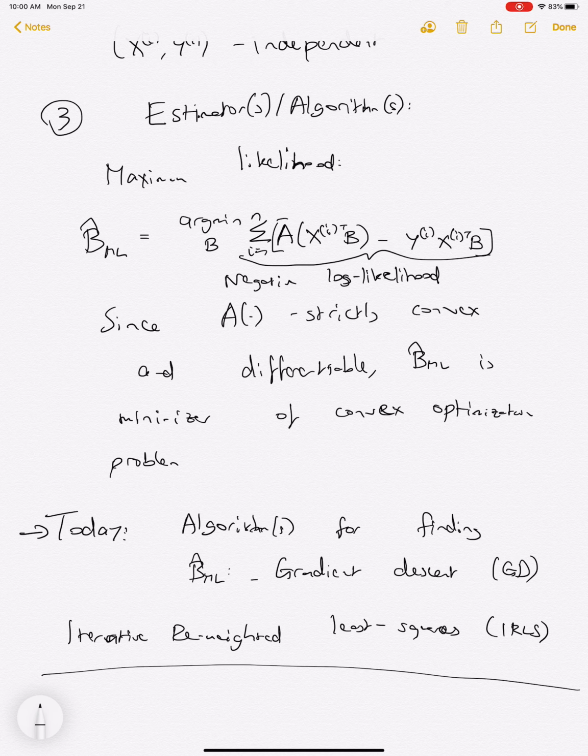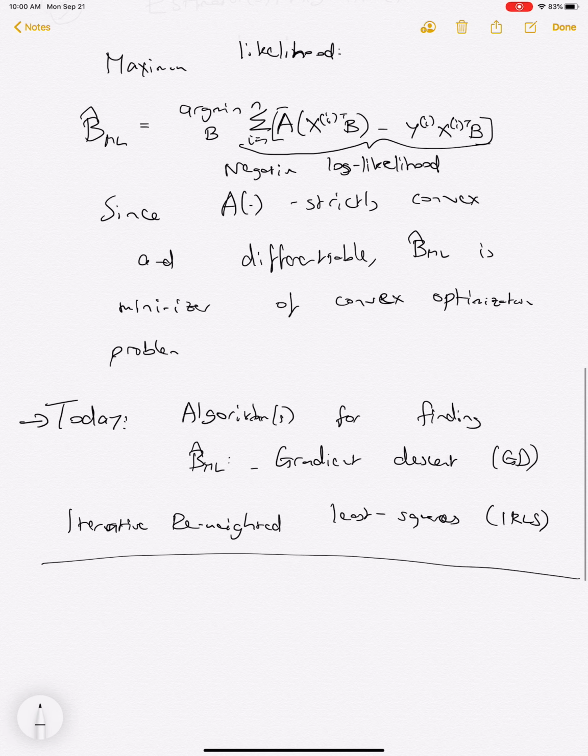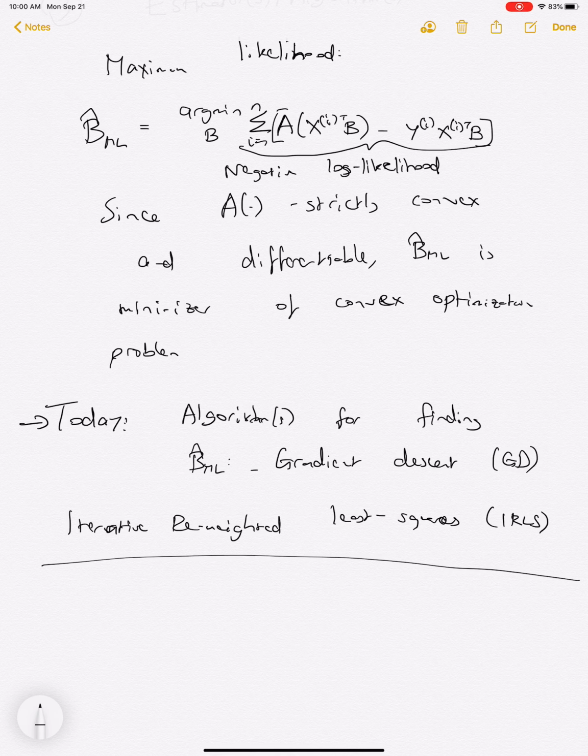But the other thing that we'll recall is that since this objective is non-linear, you can solve this by setting the gradient to 0, but you get a set of non-linear equations, and so we need an algorithm to actually solve it because you can't figure that out in closed form.